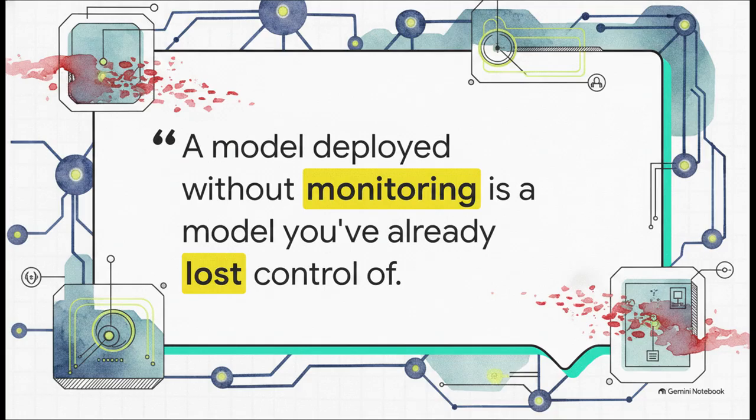I want to leave you with this stark reality, straight from Chapter 3. A model deployed without monitoring is a model you've already lost control of. Machine learning is not some set-it-and-forget-it magic trick, all right? It's a living, breathing piece of infrastructure. So how will you architect your monitoring systems to ensure you never lose control of your intelligence layer?